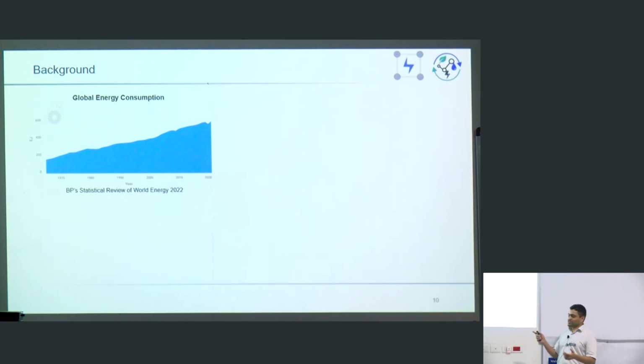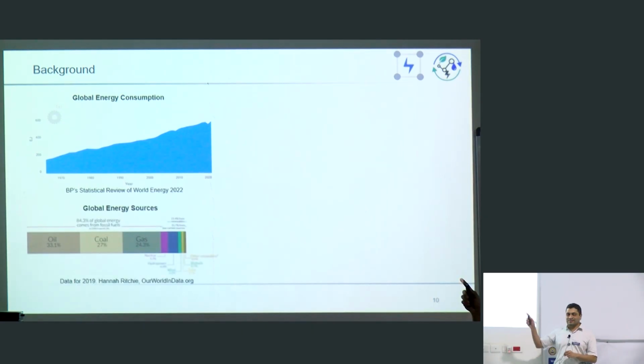But this is a projection or summary of the global energy that has been consumed over the years. Although we think that we have been using more energy recently, if you look from 1970 to 2020, in this report from British Petroleum, you can see there's a linear rise. This is something that all of us know. There's nothing surprising over here.